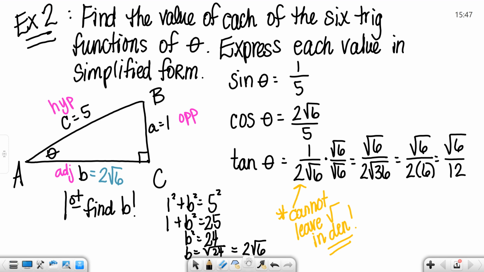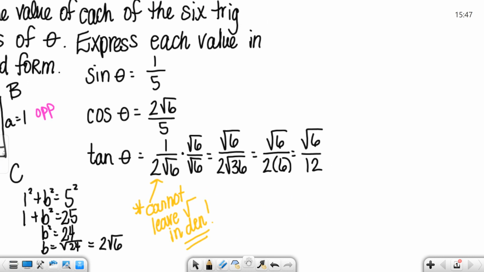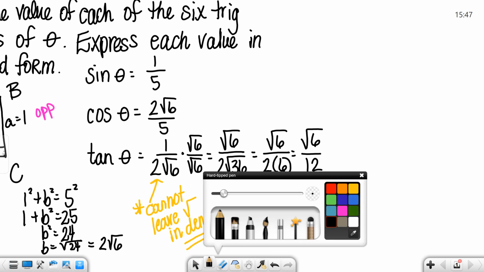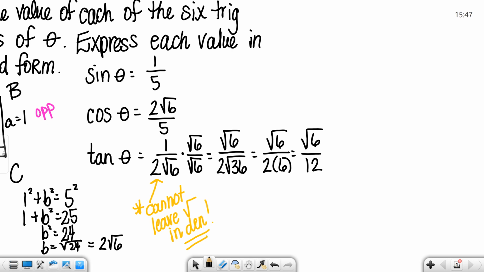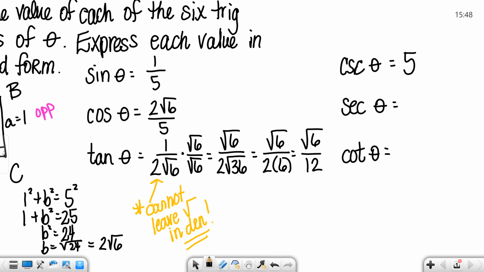I'm going to slide it over so I can write the other ones beside them. I like to write the reciprocals beside each other. So cosecant is the reciprocal of sine. Secant is the reciprocal of cosine. And cotangent is the reciprocal of tangent. So the cosecant, we flip over the sine, would be 5 over 1, which is just 5. The secant, we flip over the cosine, and we get 5 over 2 times the square root of 6.